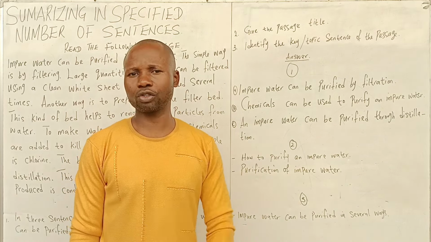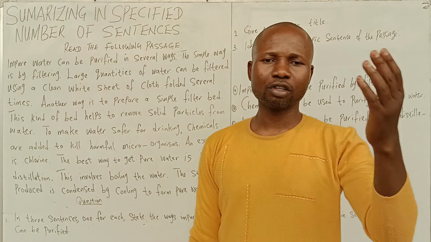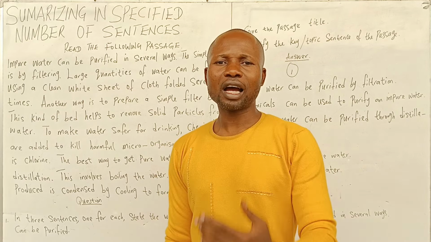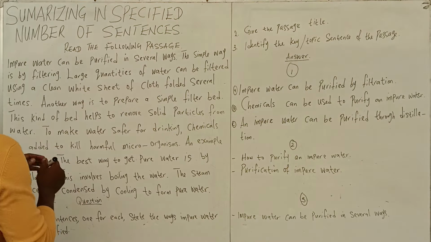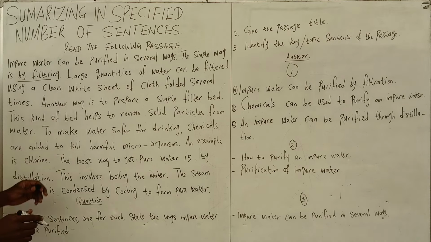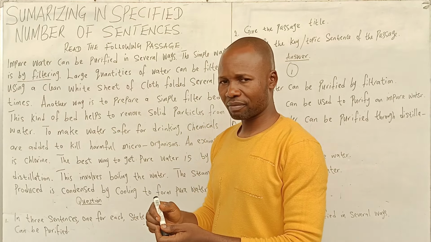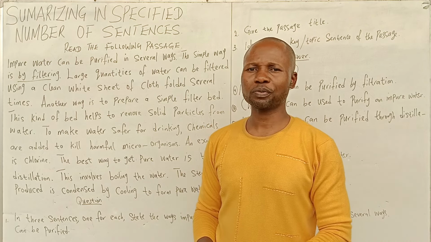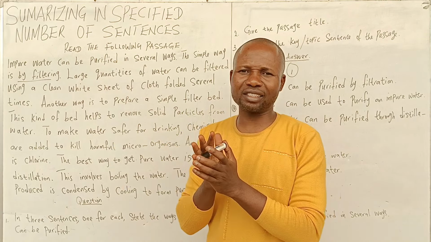Some people used to put down a phrase. Maybe from reading this passage, impure water can be purified in several ways. The simple way is by filtering. So if they ask in 2 sentences or 3 sentences, itemize or list or mention how impure water can be purified, some people will just quickly say, by filtering. If you just write only "by filtering," that is a phrase, it's not a sentence. Please take note. Some of you will just say "by filtering" only, you will not add anything else. This is a phrase.